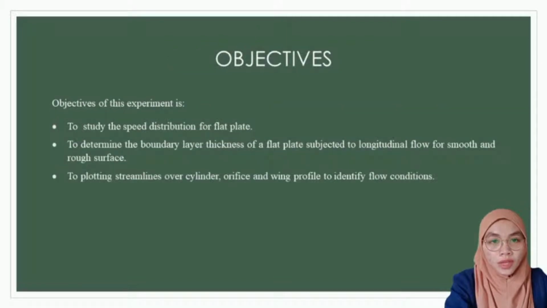The objective of this experiment is, first, to study the speed distribution for flat plates. Second is to determine the boundary layer thickness of a flat plate subjected to longitudinal flow for smooth and rough surface. Lastly is to plot streamlines over cylinder, orifice, and wing profile to identify flow conditions.